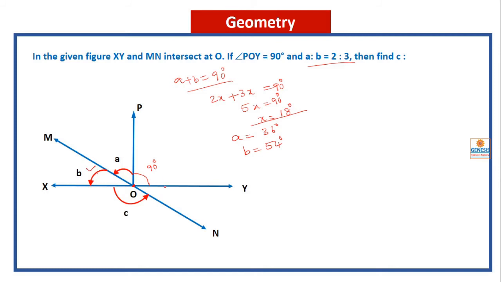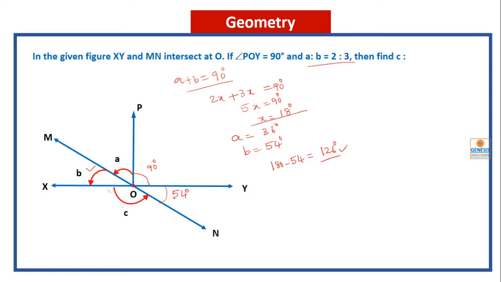So this angle is opposite to this angle, and opposite angles are equal. So I can put this as 54 degrees. Then you have to subtract, as a straight line or linear pair of angles, 180 minus 54 is equal to 126. This is the answer.